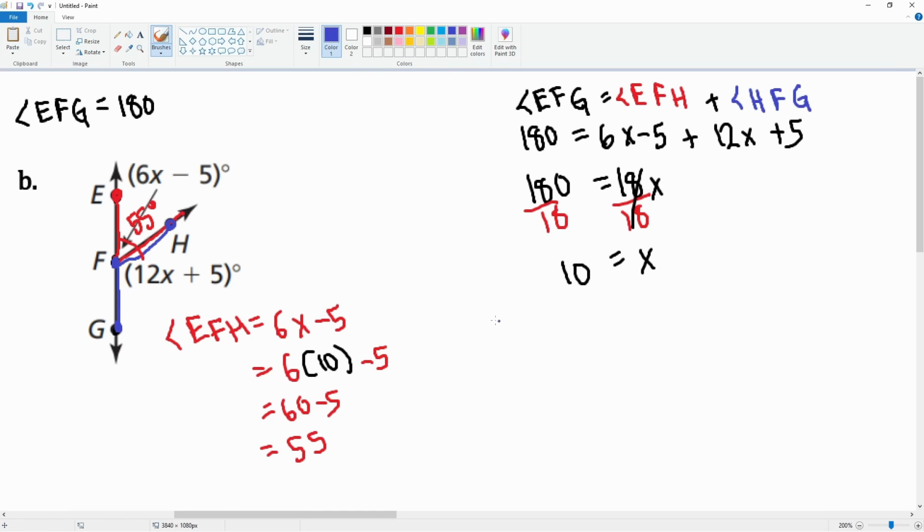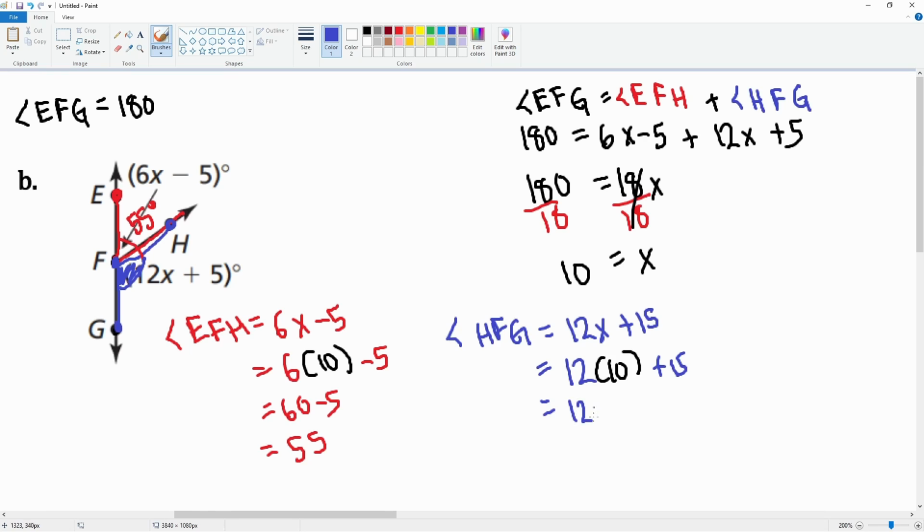Let's do the blue. Angle HFG is equal to 12x plus 15 because it's this angle here. 12 times, what's the x value? The x value here is 10, and then we add 15. So we have 12 times 10, which is 120, plus 15. This gets us 135.